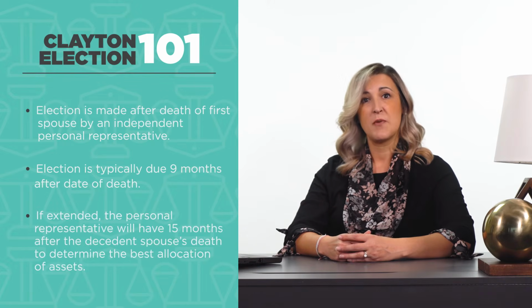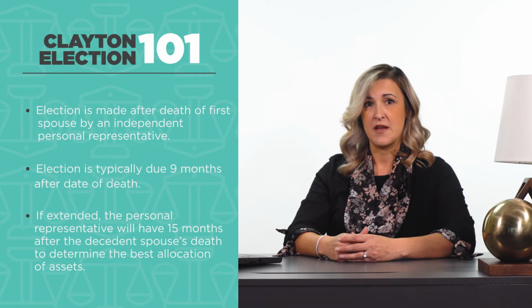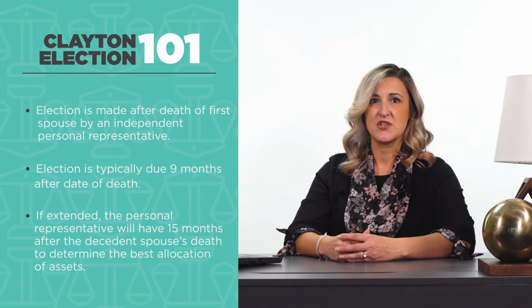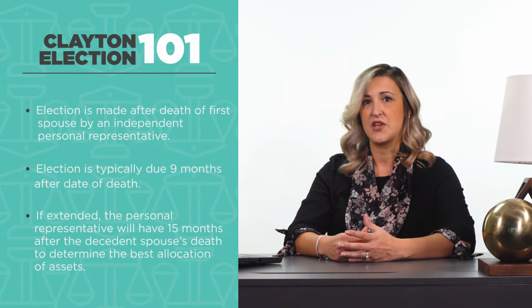If extended, the personal representative would have 15 months after the decedent spouse's death to determine the best allocation of assets between the bypass and the QTIP trust. Any of the deceased spouse's assets which are not allocated to the QTIP trust are allocated to a bypass trust. By deferring the decision of how to allocate assets until the first spouse dies, the personal representative has the ability to assess the value of the total marital estate and the needs of the beneficiaries at that time.